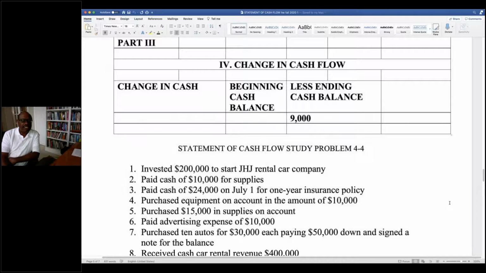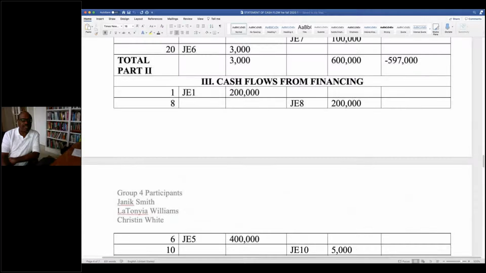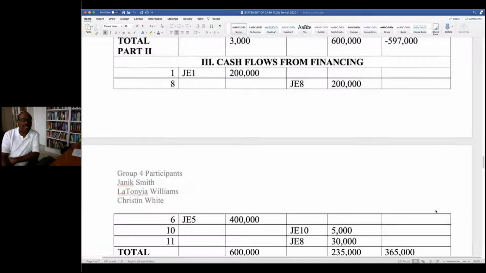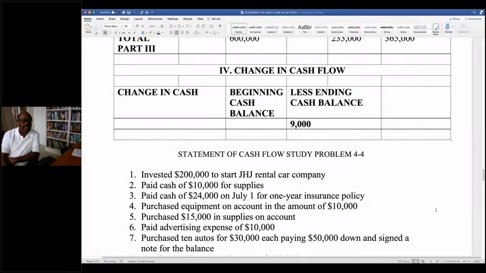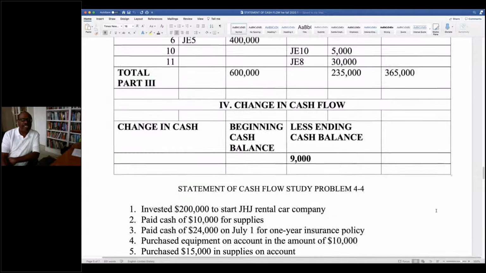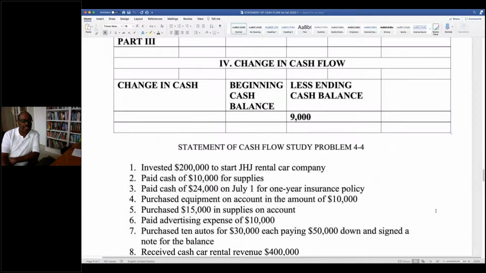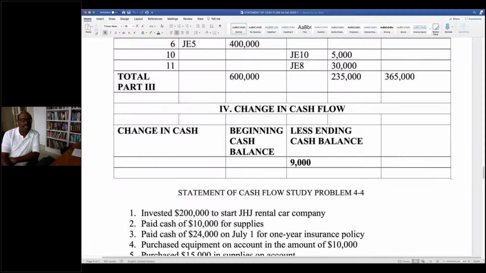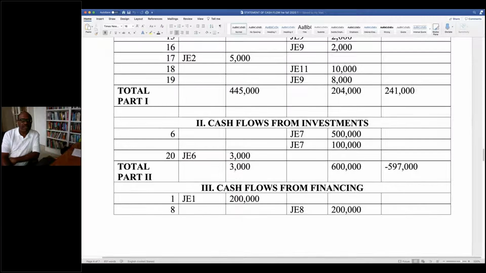Well, let's see. Invested 200,000. That's there. Paid cash at 10 for supplies. I assume we got that right. Insurance policy with purchase equipment on account. So I assume you scratched that one.